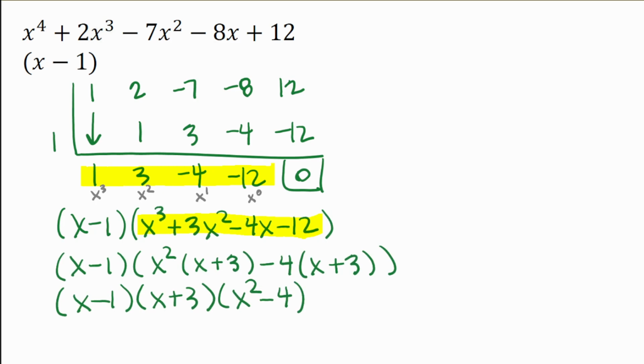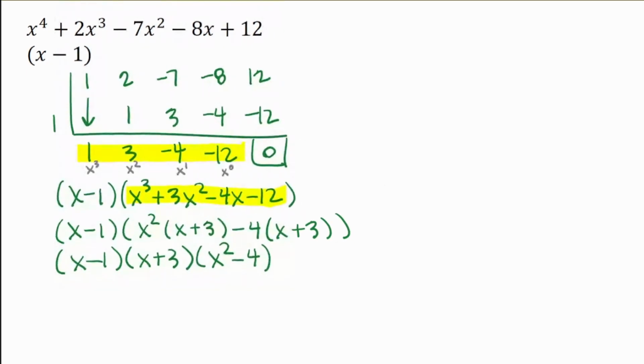I feel like I need just a little bit more room. And because I can see that x squared minus 4 is a difference of 2 squares, that's something I can work on also, right? X squared minus 4 is going to be x plus 2 times x minus 2. And that is a fully factored polynomial.